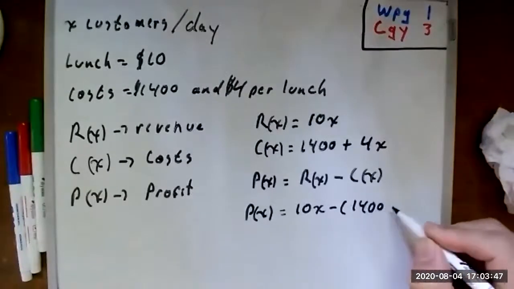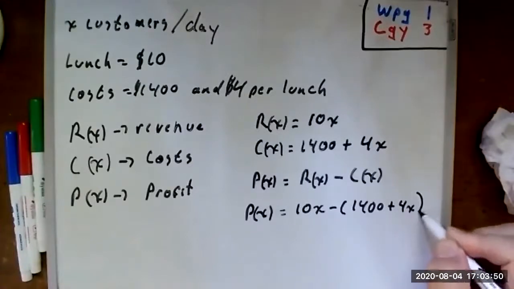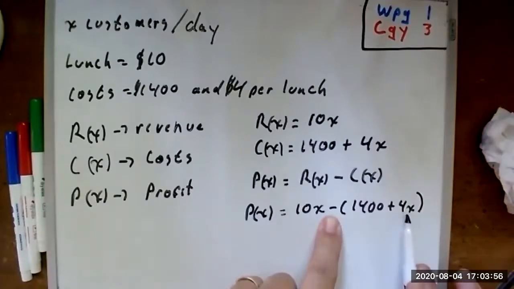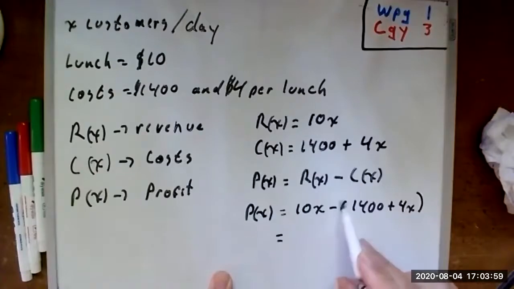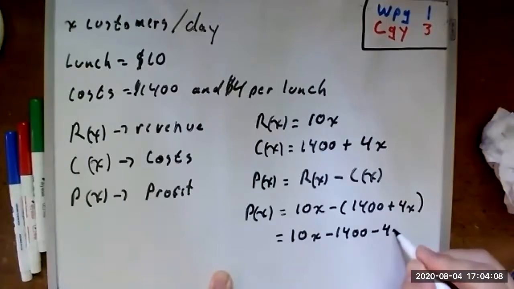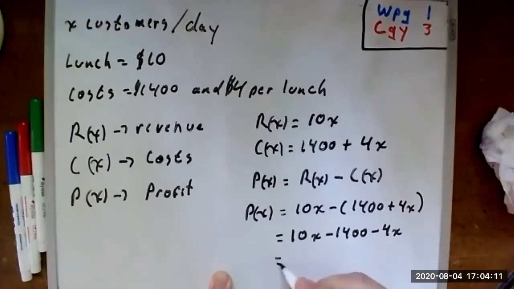So R of X is 10X, so I go ahead and put it in place. C of X is 1,400 plus 4X. And please take note, I've put C of X in brackets because I'm trying to subtract the whole thing. And when I go to take away the brackets, that negative distributes now. So this becomes 10X minus 1,400 minus 4X, and then I put together my like terms, and I end up with 6X minus 1,400, and there's my equation for the profit.